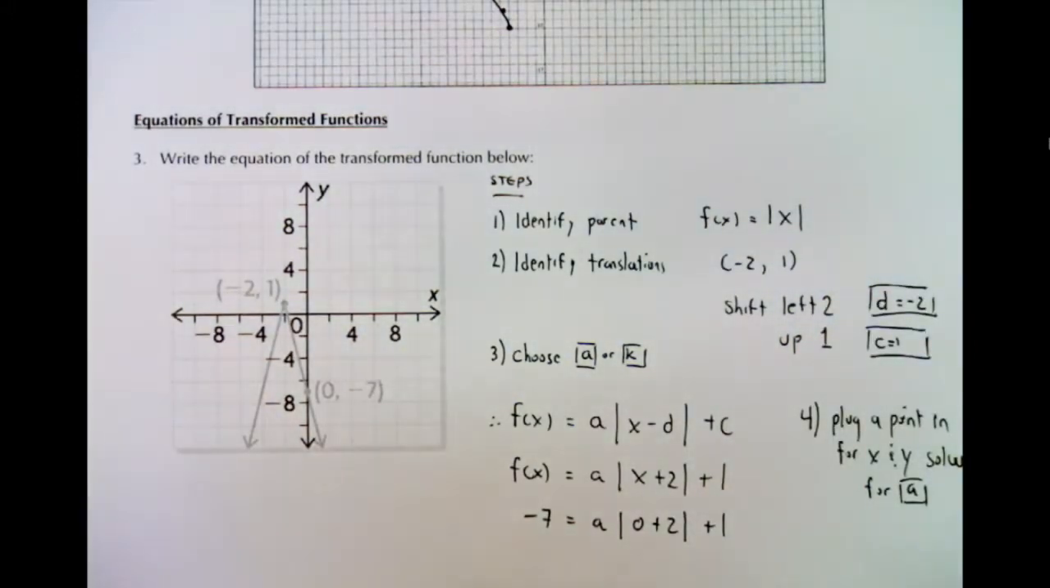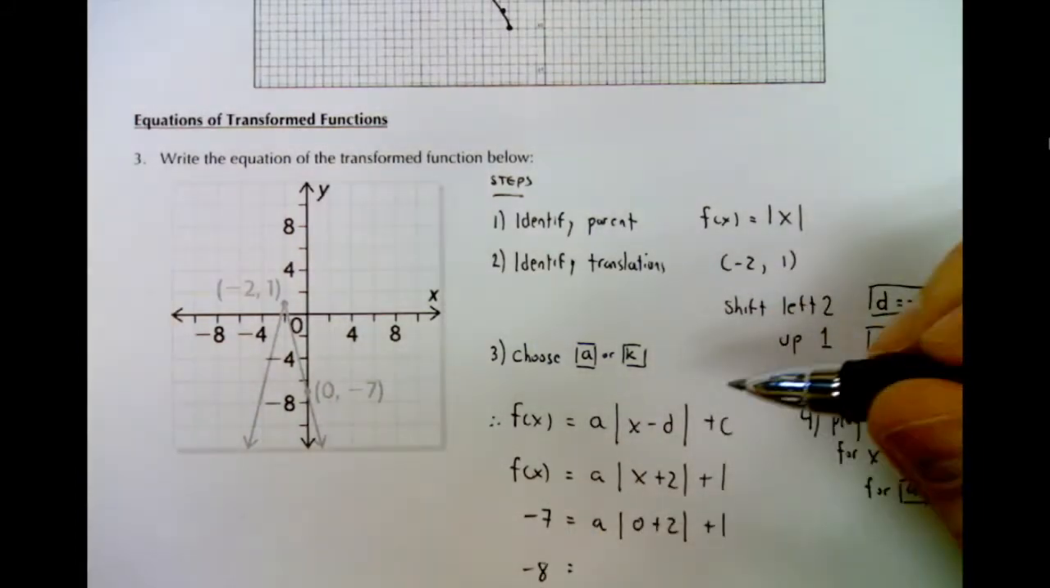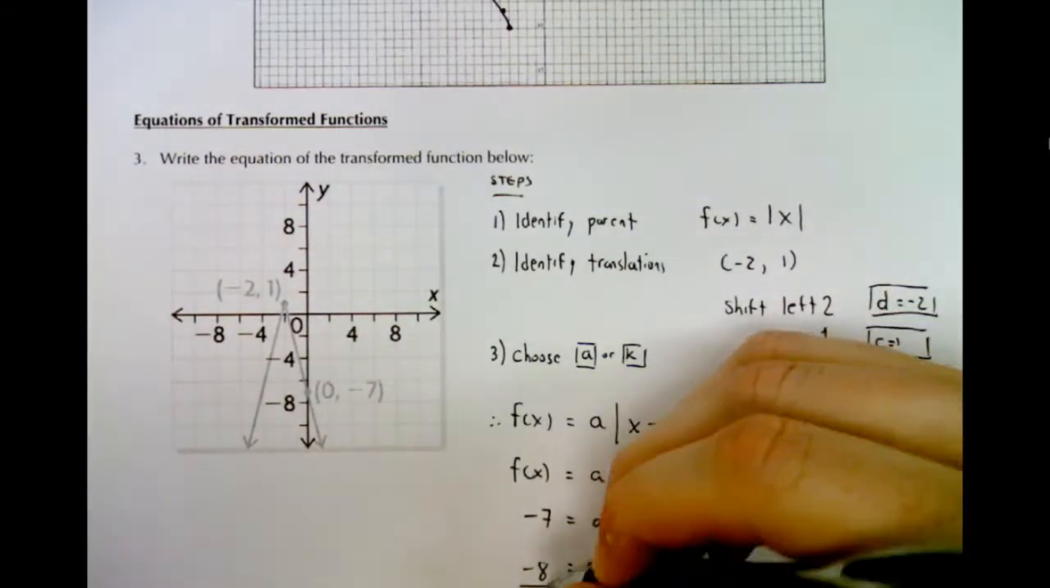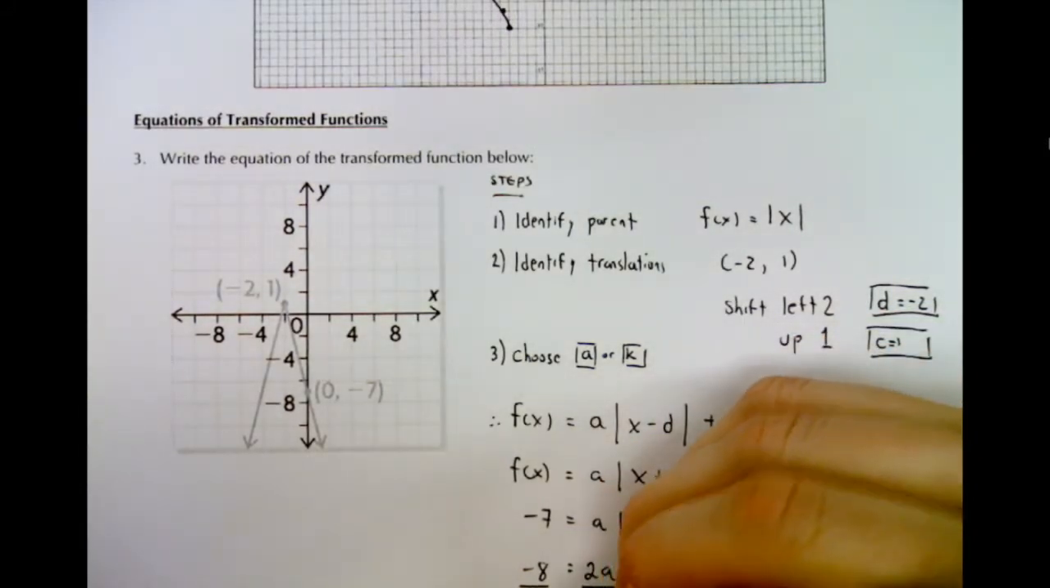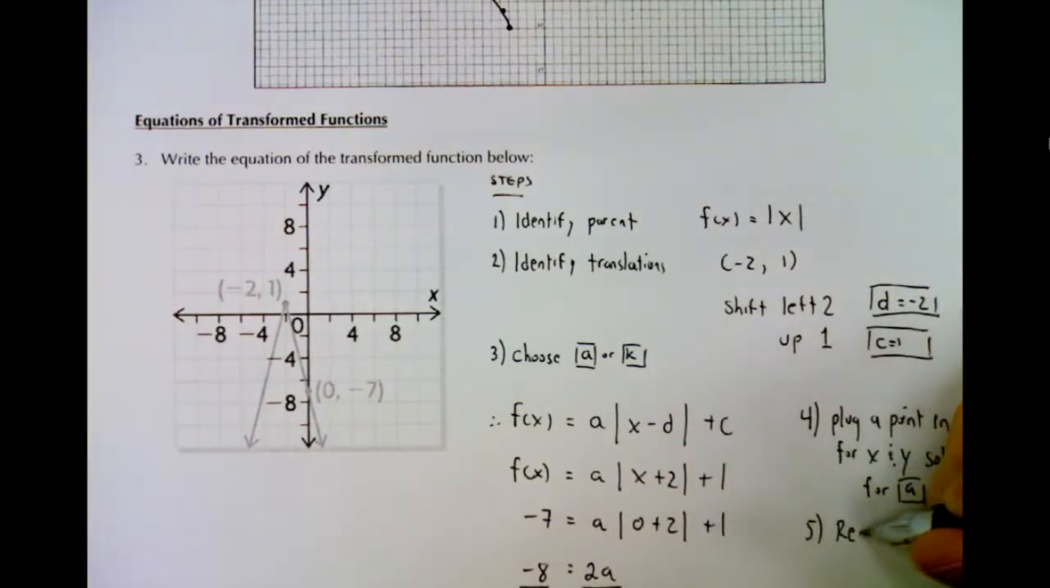And now we're just solving. Subtract 1 from both sides, we end up with negative 8. 0 plus 2 is 2, the absolute value of 2 is 2. 2 times a. Divide both sides by 2. You get a is equal to negative 4. And last step, rewrite the equation with a. Therefore, we got f of x equals negative 4, absolute value of x plus 2, plus 1.